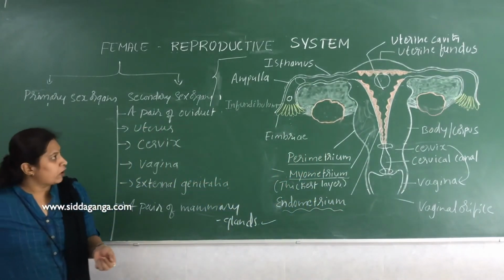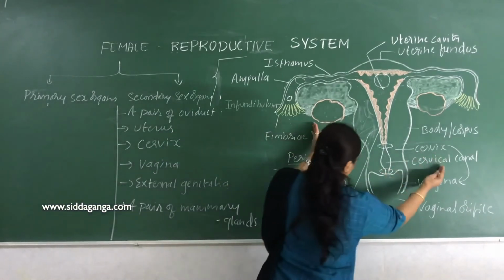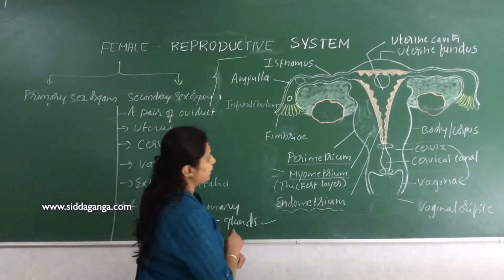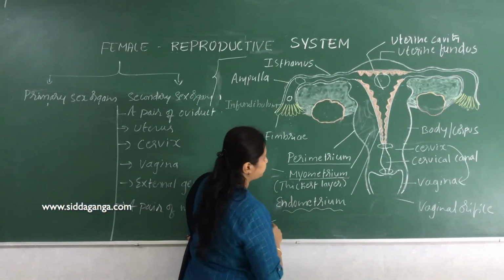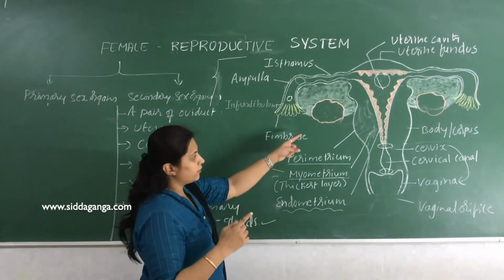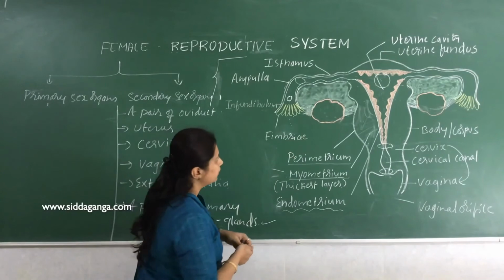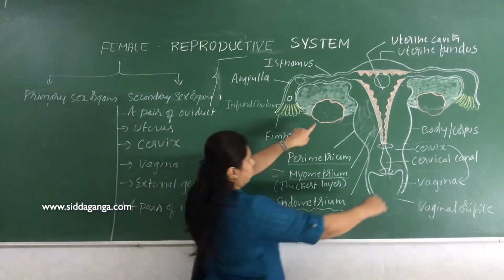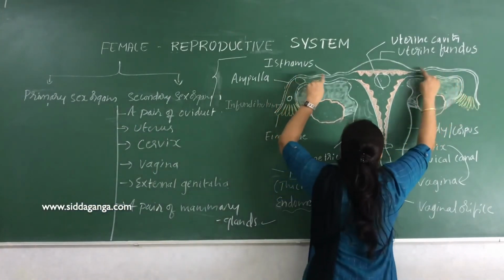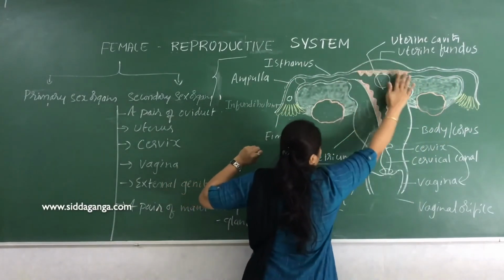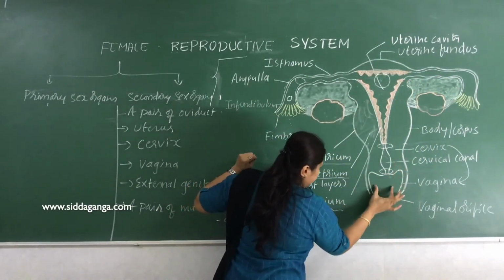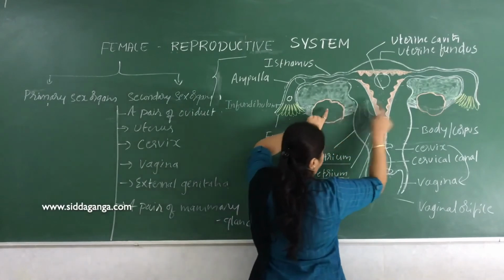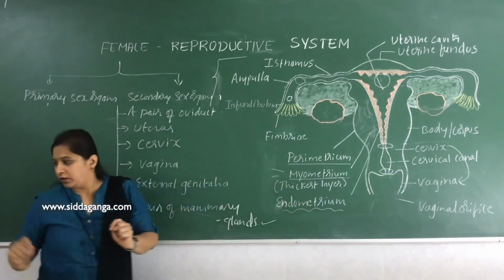See, this is the diagram of the female reproductive system, and this is very important. The diagram may be asked in your final examination. Look at this picture. It has both primary sex organs and secondary sex organs. The primary sex organs are a pair of ovaries. These two are the oviducts, this is the uterus, this is the cervix, and this is the vagina. Right. So the primary sex organs here are the pair of ovaries. Let us discuss the ovaries.